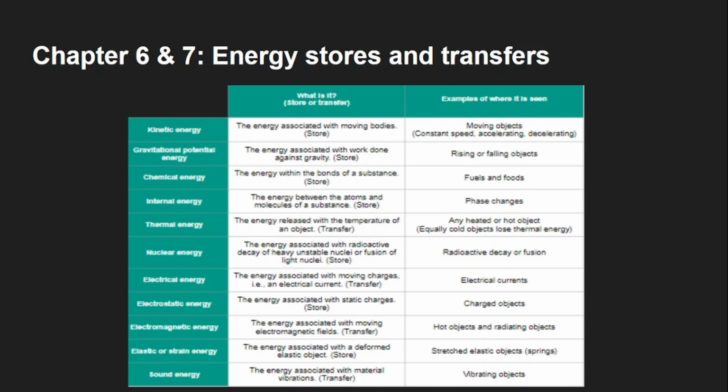An example of where it is seen in our day-to-day lives is with hot objects or objects that are radiating energy, so usually objects that are glowing, releasing light.